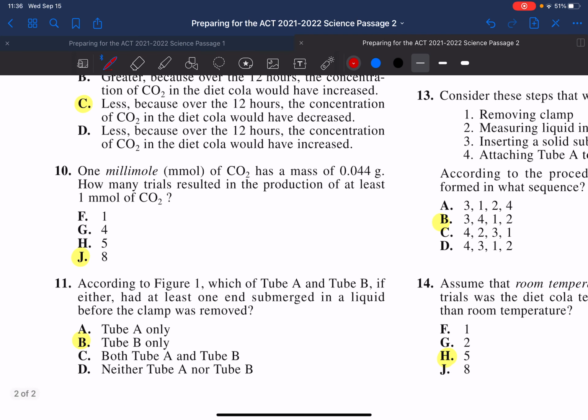Number 10, 1 millimole of CO2 has a mass of 0.44 grams.